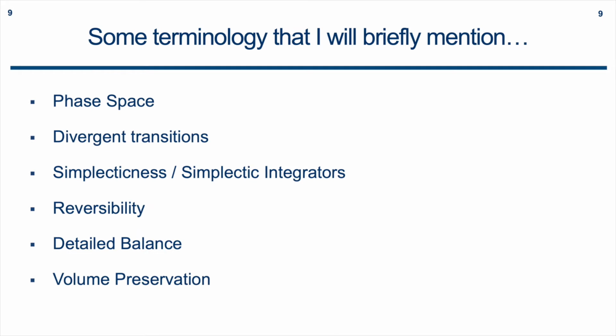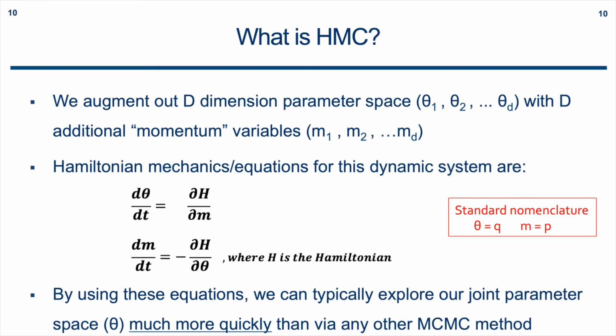So when you start talking about HMC, a number of terms will come up, such as phase space and divergent transitions. As I go through the presentation, I'm going to mention some of these terms and try to explain them in simple language. So what is Hamiltonian Monte Carlo?